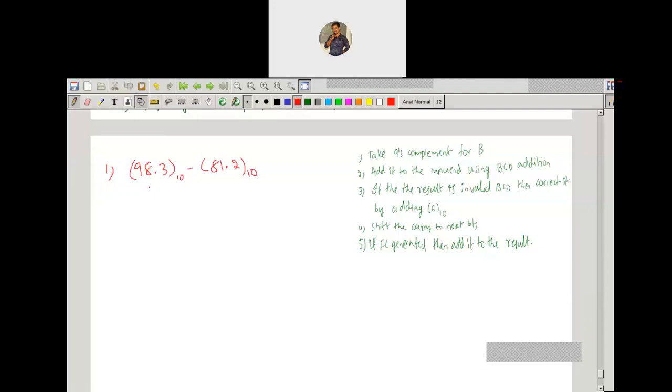What is our first step? Our very first step, as you can observe on the right side, is take the 9's complement of the subtrahend. And what is the subtrahend here? 81.2 is the subtrahend. First take the 9's complement of that. So the 9's complement of 81.2 equals how much? Anybody, could you push your answer here? What is the 9's complement of 81.2?